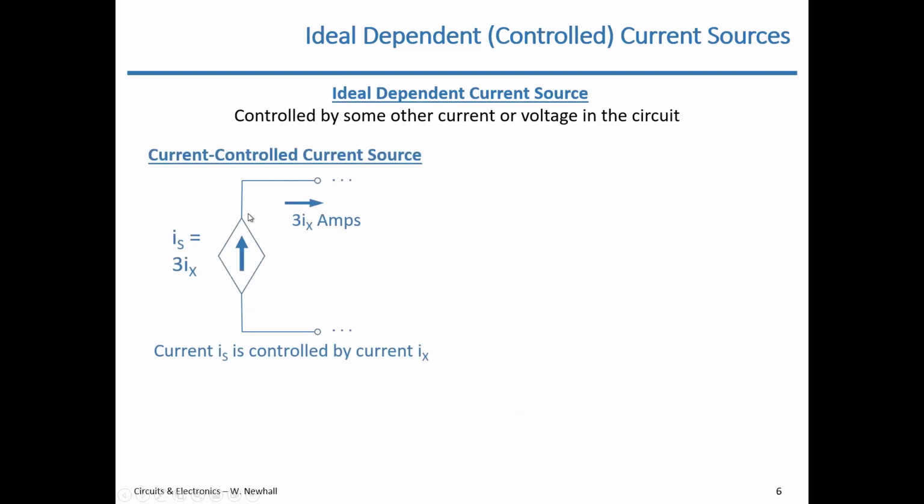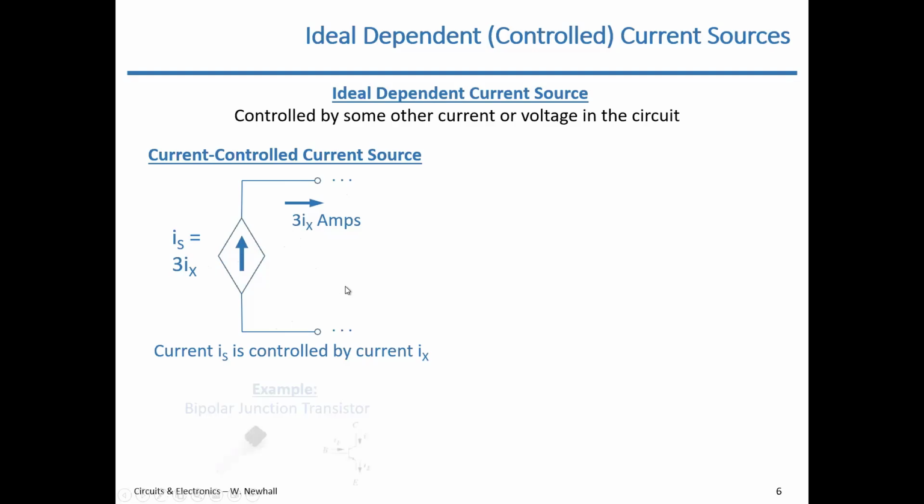Here's the schematic symbol for a current-controlled current source. It's controlled or dependent because it's a diamond, and it's a current source because it has a reference direction shown inside of its symbol. The specified current for this current-controlled current source is 3 times Ix. So this current Ix is controlling that specified current Is. Ix is some current somewhere else in the circuit, and that's what's doing the controlling. So you'll get 3 Ix flowing out of this terminal into the bottom terminal to the rest of the circuit.